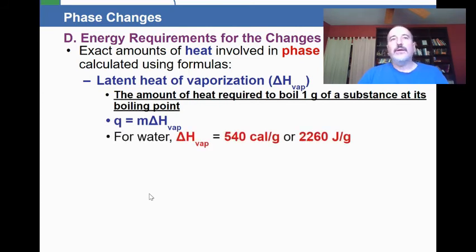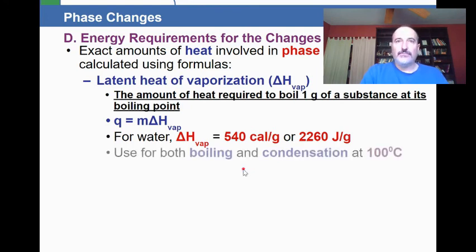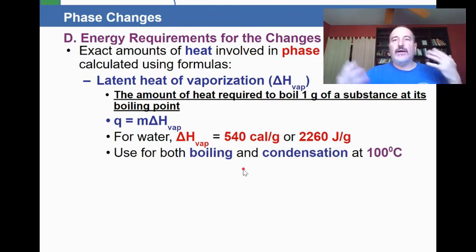Now, for water, it depends if you're using calories or joules. If it's calories, then it's 540 calories per gram. Or if it's joules, then it's 2,260 joules per gram. And this is what you use for either boiling or condensing. The key thing is it occurs at 100 degrees Celsius.